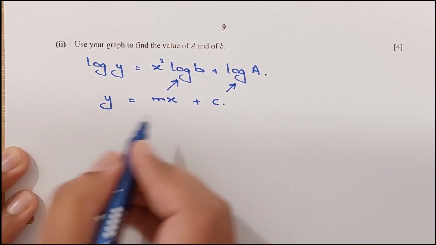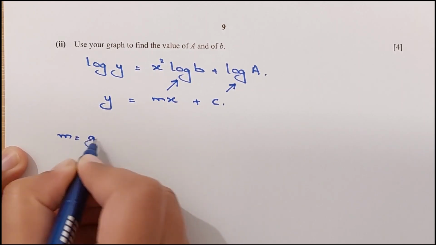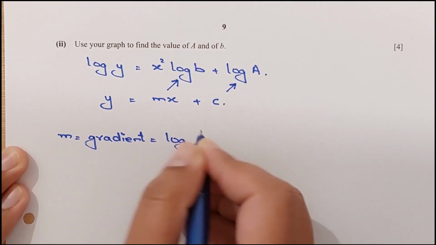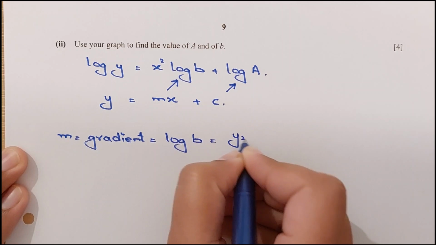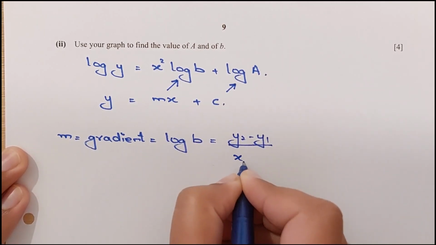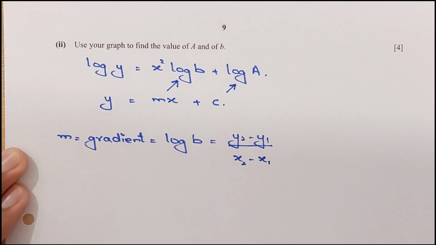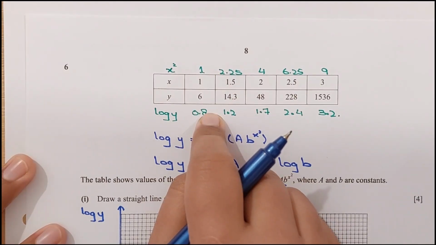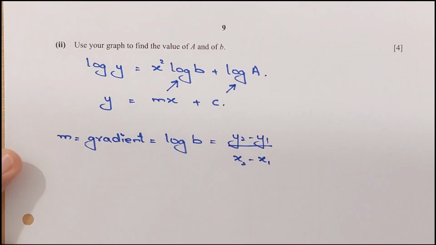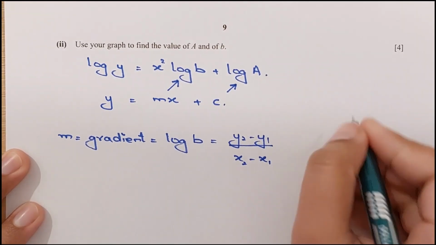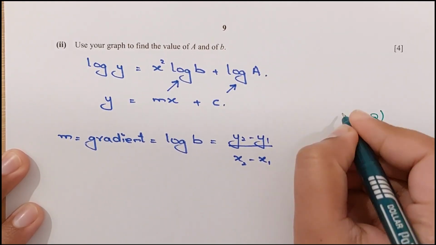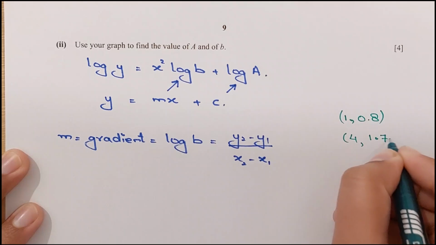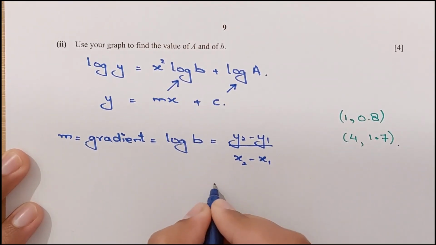So here we have to find the m, or we can say the gradient, or we can say log b. So we have to use a formula for gradient, that is y2 minus y1 over x2 minus x1. We have to use a graph. We have to pick 2 points from the graph, or you can pick the 2 points from the table. We can take 1, 0.8 and 4, 1.7, right? So let me take the point 1, 0.8, and the other point I would like to take is 4 and 1.7.